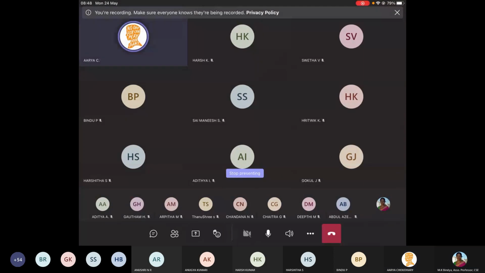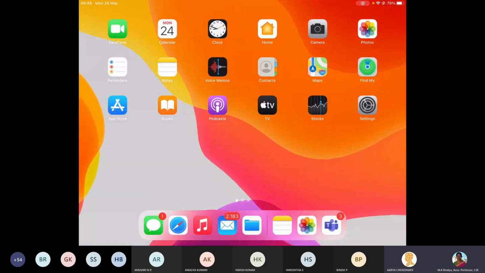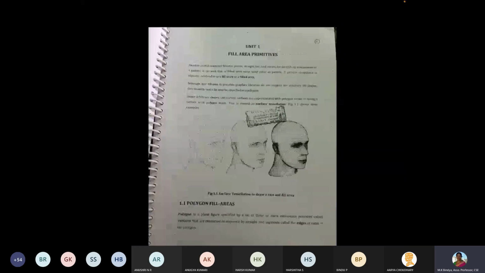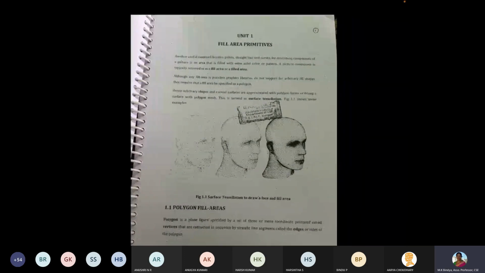Ma'am, any shape with 3 or more vertices. It consists of what exactly? Any figure that is specified by a set of 3 or more coordinates, or vertices, is called a polygon, and these vertices are connected by straight lines, which are called the edges. Got it now? Now we got it. What is the polygon here?